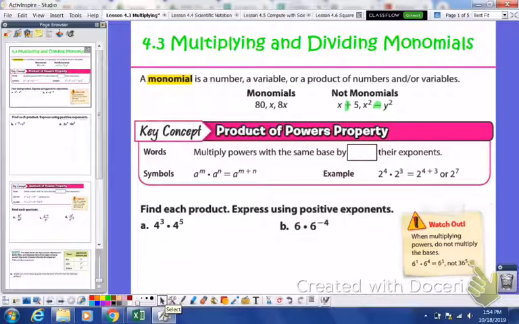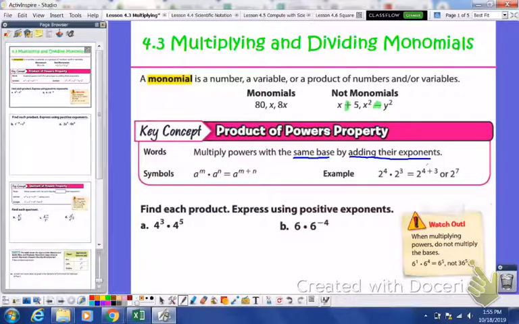So we multiply powers with the same base by adding their exponents. Now notice it says same base. They must have the same base in order to add our exponents. Just a couple of examples here for you, both in symbols and in numbers. If we look at the numbers, because that seems to make a little more sense: 2 to the 4th times 2 to the 3rd equals 2 to the 4 plus 3, which is 2 to the 7th. So our final answer would be 2 to the 7th. So again, when you have the same base, we add exponents.